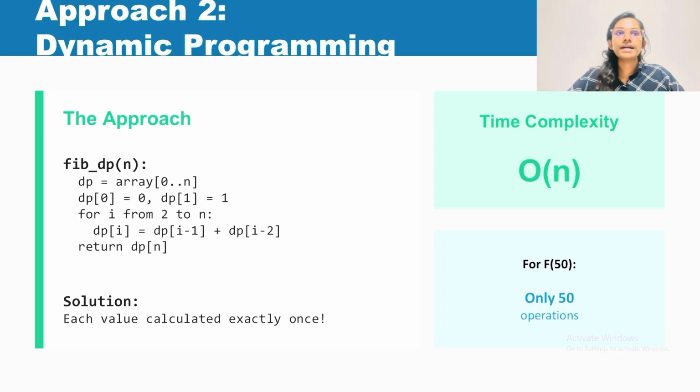Storing the result. That's it. Each value is calculated exactly once. The time complexity, big O of n, linear time. For 50, instead of quadrillions of operations, we need exactly 50 calculations. That computation that would take 10 years now completes in microseconds. That is the transformative power of dynamic programming. We have taken an exponentially growing problem and reduced it to linear growth.